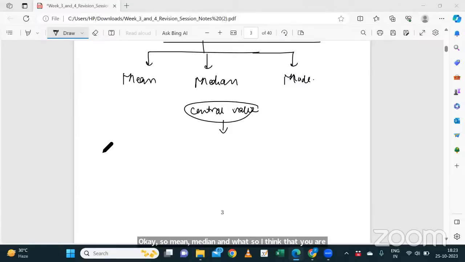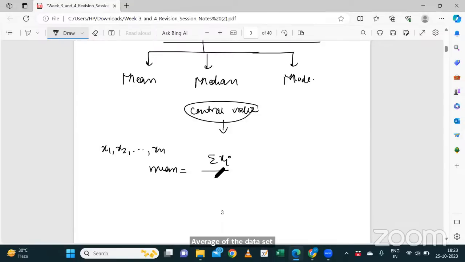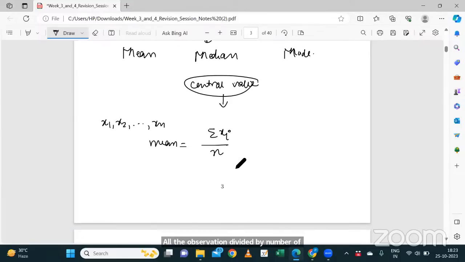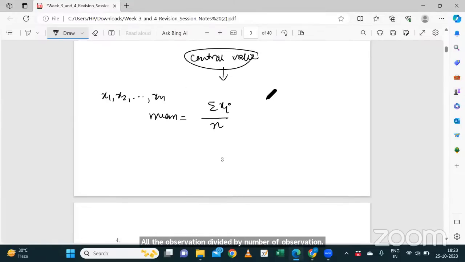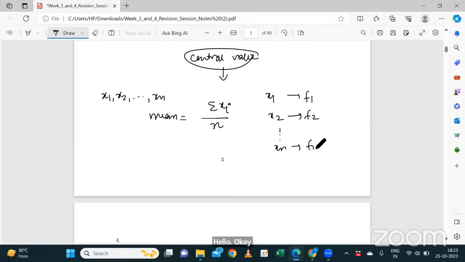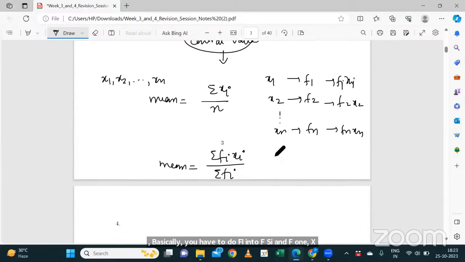So basically, mean is nothing but, suppose I have data set x1, x2, up to xn. Then mean I can calculate as the sum of all the observations divided by the number of observations. If frequency is given, for observation x1 there is frequency f1, for observation x2 frequency is f2, for observation xn frequency is fn. So how can you compute the mean? Mean is summation of fi into xi divided by summation of fi, right? So basically you have to do f1 x1, f2 x2, up to fn xn. So this is the mean.